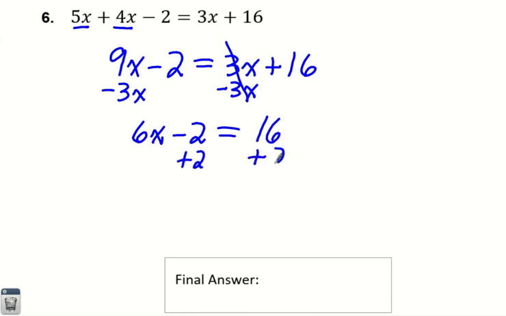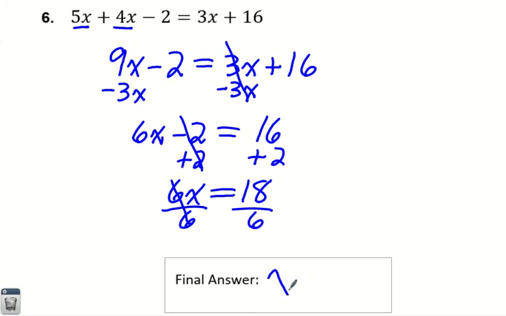Keep on cruising. And so when we finally have x alone, it's x equals 3. The other side's 3.